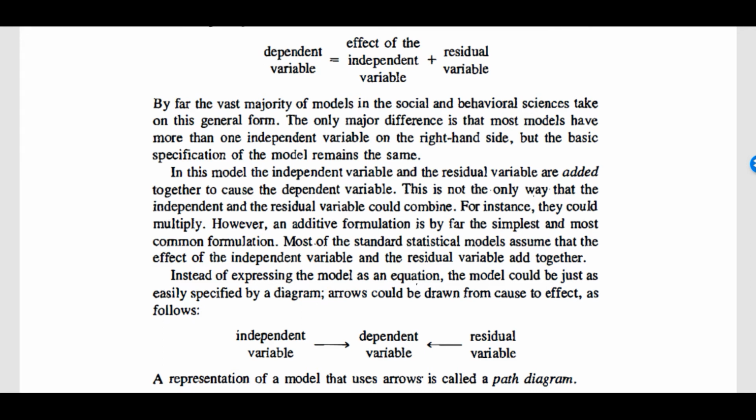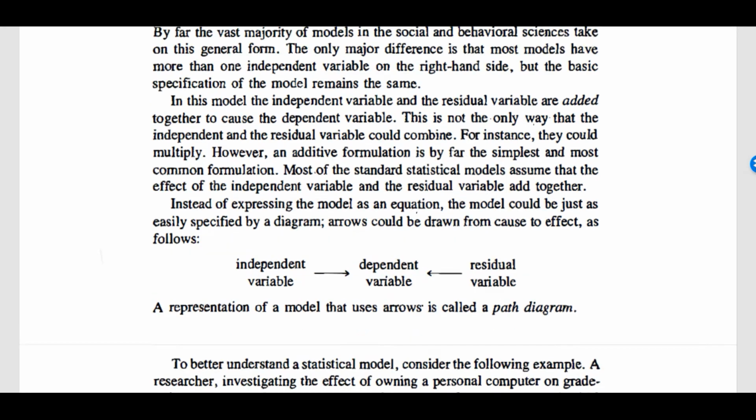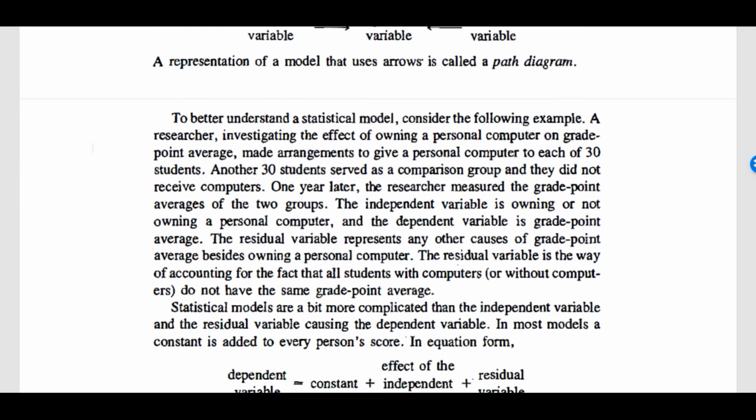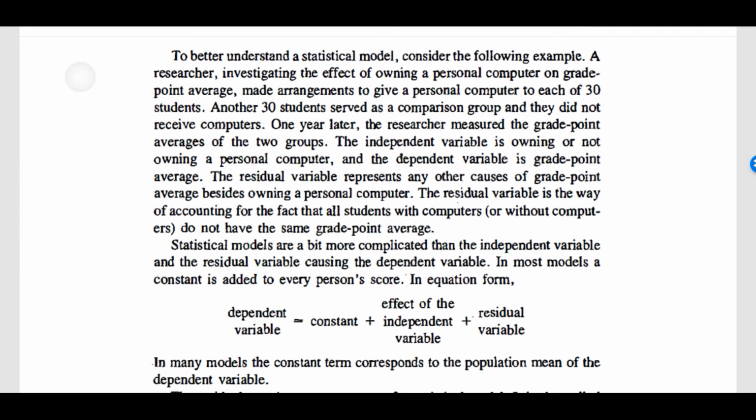This is not the only way that the independent and residual variable could combine. For instance, they could multiply. However, an additive formula is by far the simplest and most common formulation. Most of the standard statistical models assume that the effect of the independent variable and the residual variable add together. To better understand a statistical model, consider the following example.